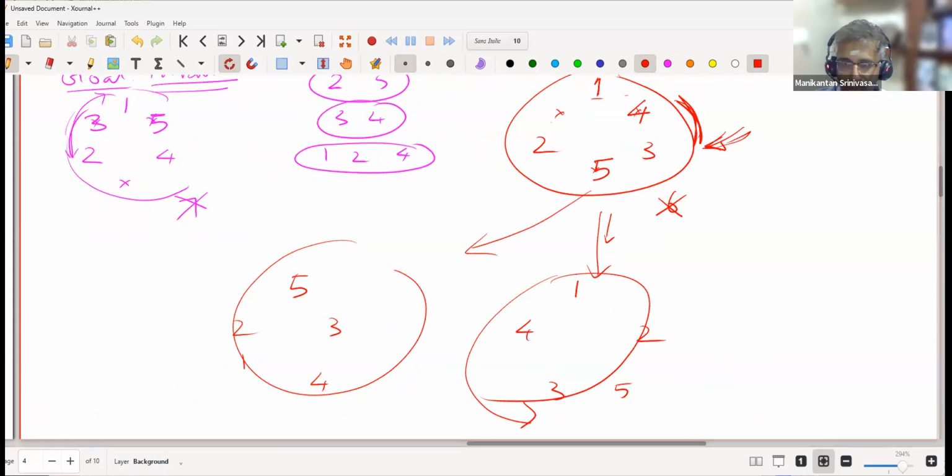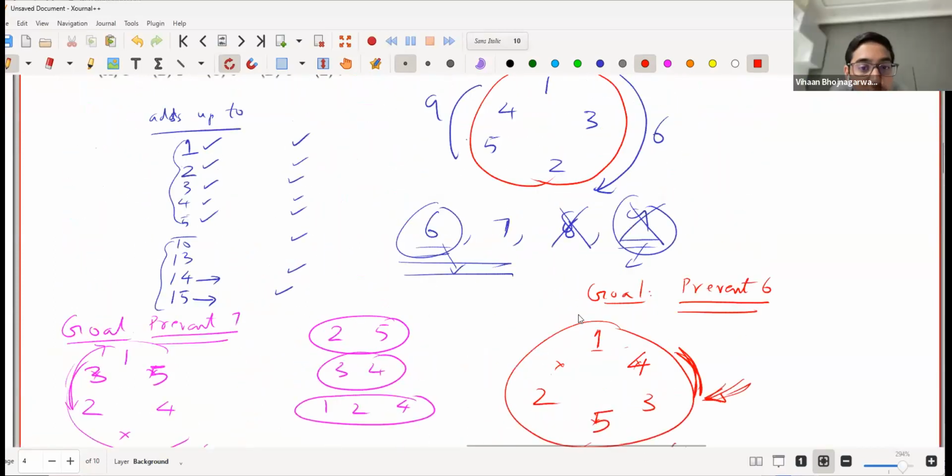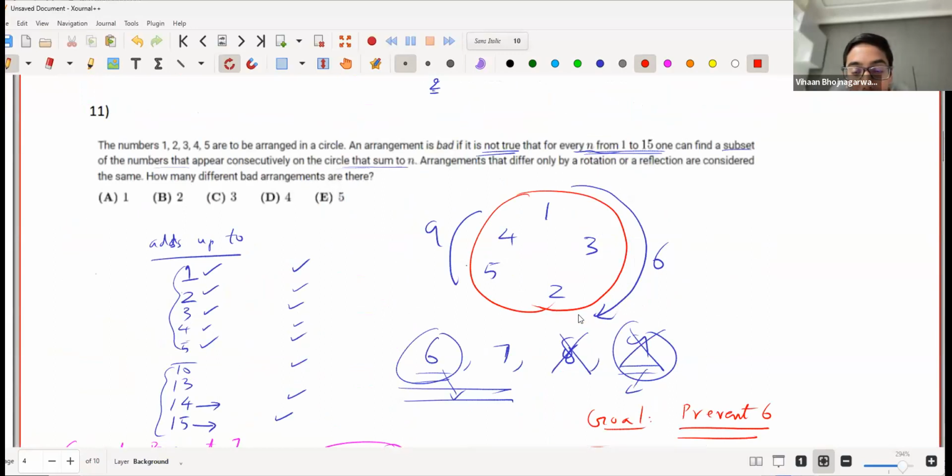Therefore, yes, Vihan, 2 is the right answer. Very much the same way you did, Mihan, or did you do something else? Yes, I used the same method. Okay, very well done.